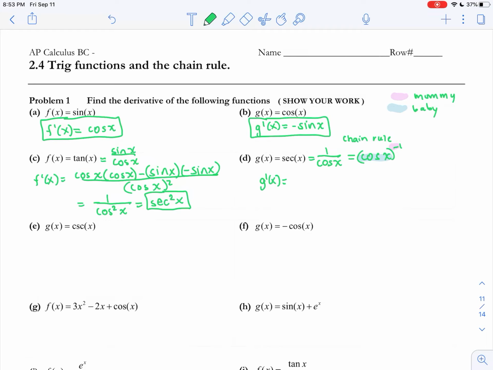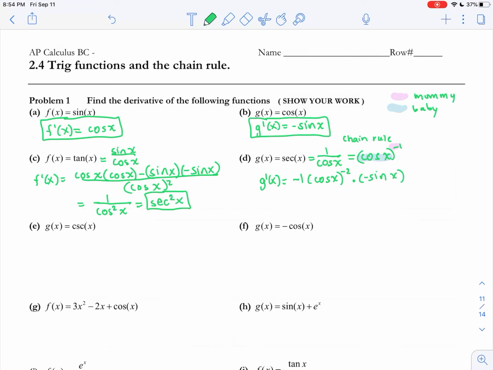So g prime of x is equal to negative 1, bring the negative 1 down, times cosine of x. So we leave the baby alone, and then we continue with the power rule. Negative 1 minus 1 is negative 2, times the derivative of the baby function, which in this case is negative sine of x. So once again, take the derivative of the mommy function, leave the baby alone, and then times the derivative of the baby function, which is the derivative of cosine, negative sine of x.